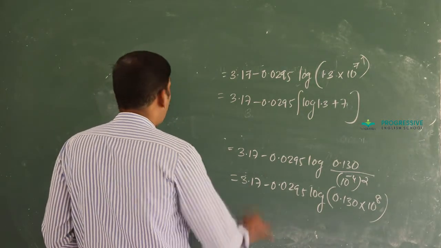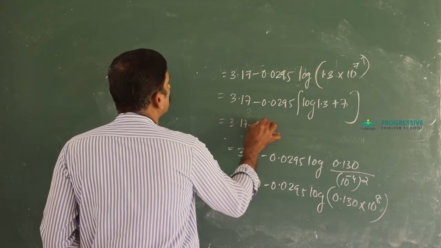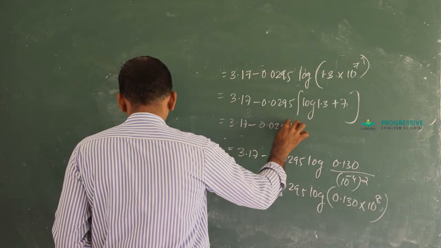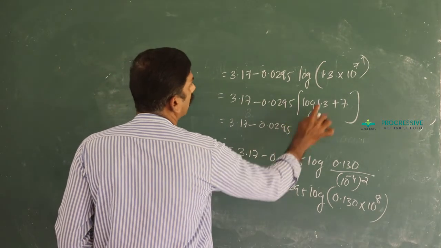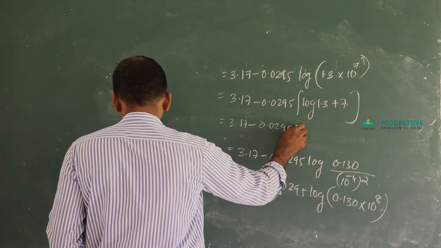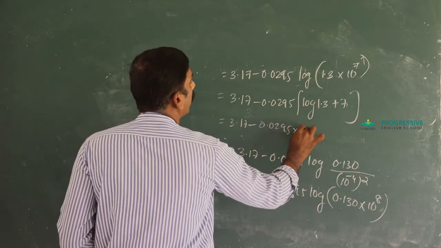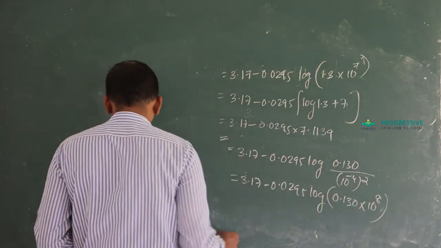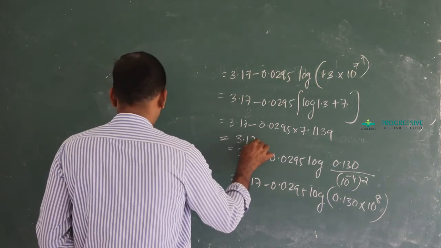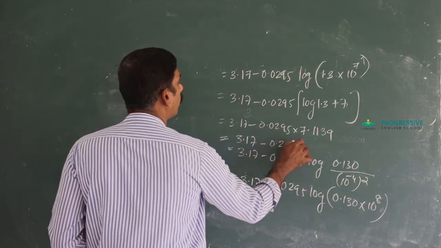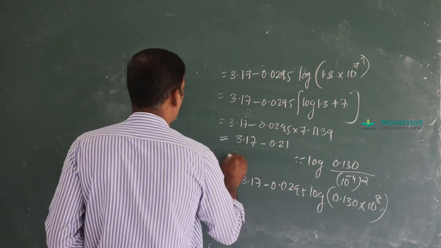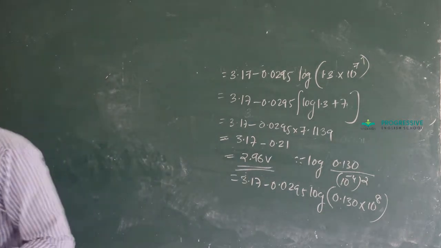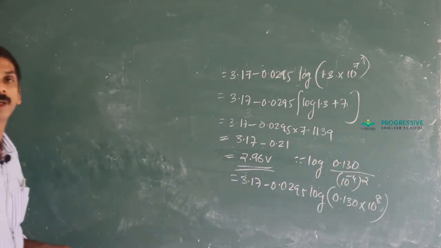That is 3.17 minus 0.0295 times 7 plus log 1.3, that is 7.1139, that is equal to 3.17 minus 0.21, and is equal to 2.96 volt. 2.96 volt, that is the answer for that question.